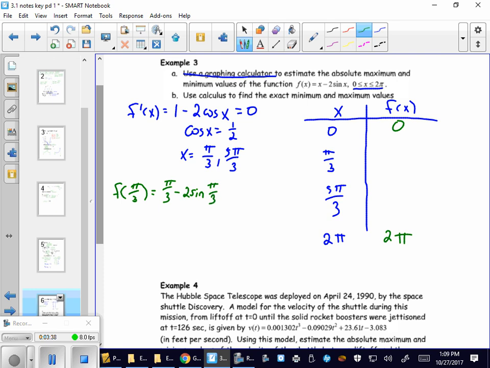So we need to know sine of pi thirds, which is square root of 3 over 2. So we get pi thirds minus, now if it's 2 times square root of 3 over 2, 2's will cancel out and you just get square root of 3. So pi thirds minus the square root of 3 is the f of x value when x is pi thirds. Let's figure out what f of 5 pi thirds is.